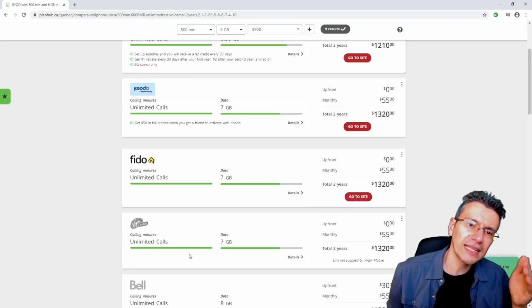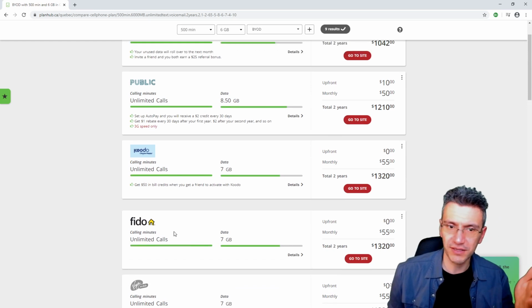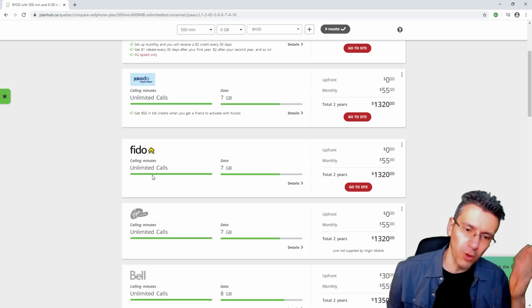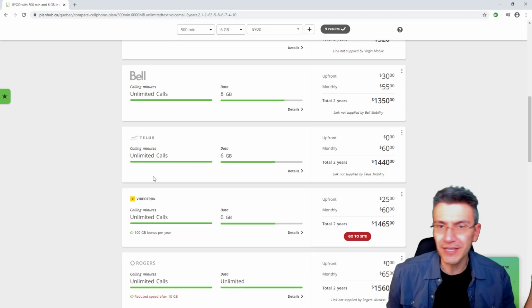So, I selected that I wanted at least 500 minutes. And obviously in this case, it found all of these plans that have unlimited calls. Obviously unlimited is more than 500.